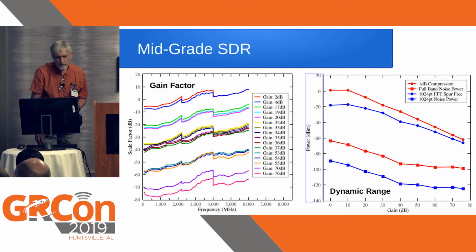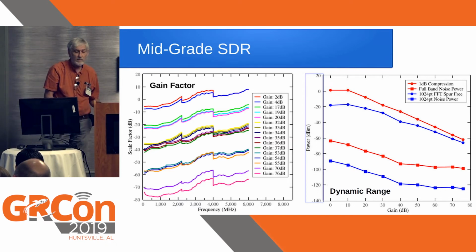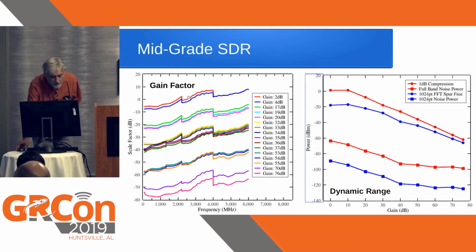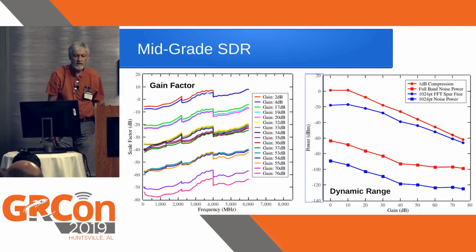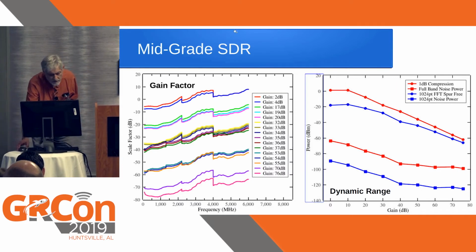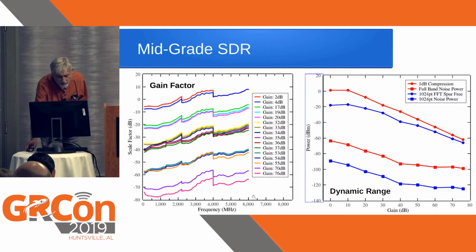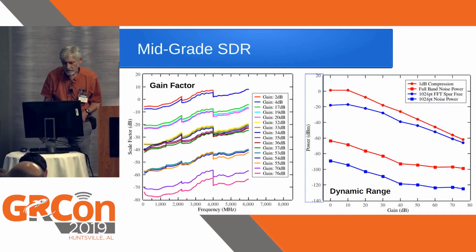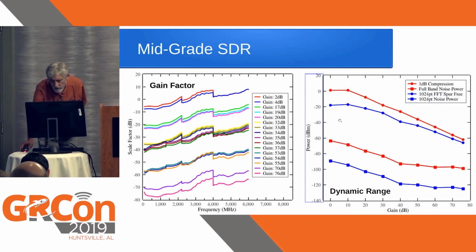Okay, so here's what some of those measurements look like. This is a mid-grade SDR, something that costs about $1,000 or so. You see those curves here, those are the gain factor calibrations, or the gain factor measurements, for different frequencies that go here from basically 100 megahertz to 6 gigahertz. The different colors are for the different settings that you put on the SDR of how much that SDR is amplifying. Then you look at the dynamic range that the whole thing covers.